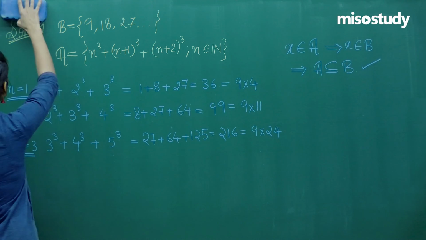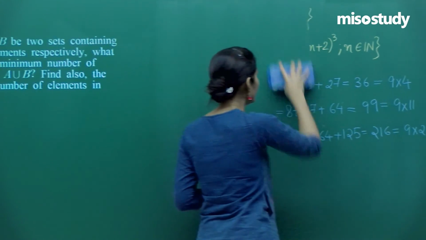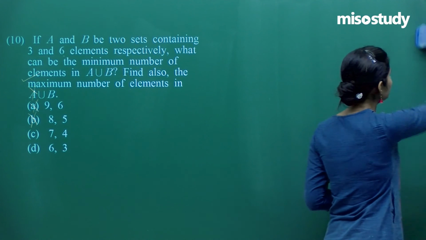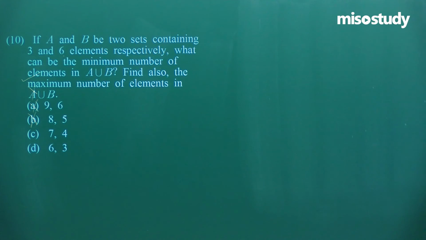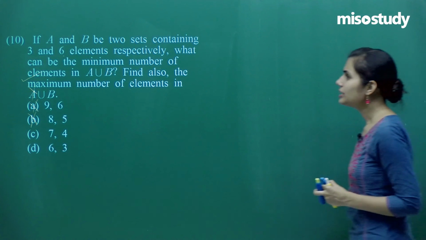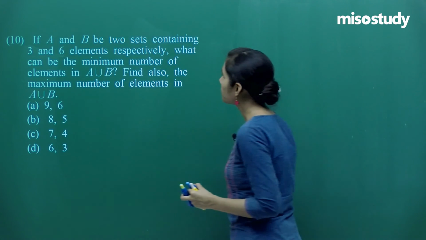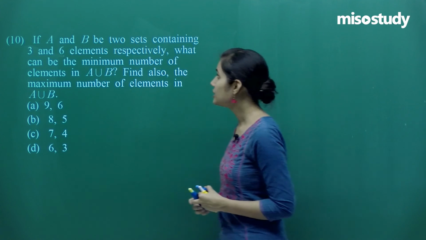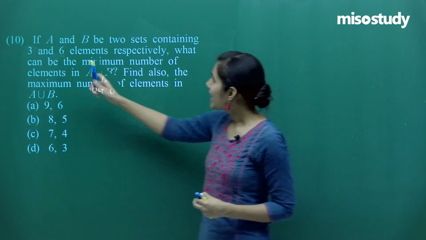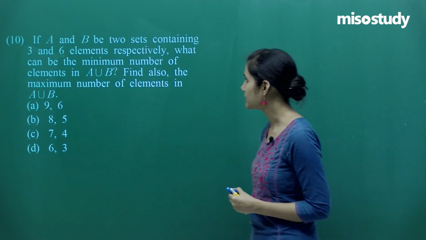Now we are prepared to meet the last question of this particular category. Quickly take a look at it and try to solve it. Question number 10 is giving us two sets A and B with 3 elements and 6 elements respectively. A is a set having 3 elements, B is a set having 6 elements.